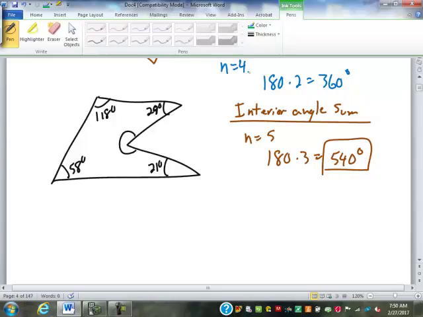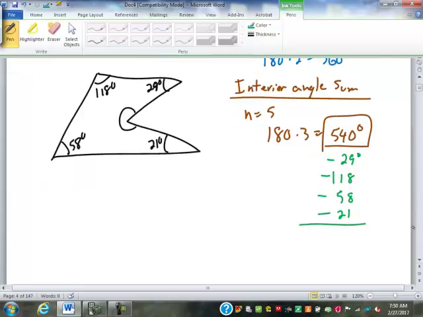So then from that 540, we're going to subtract 29, 118, 58, and 21. And what do we have there? 314 degrees. So that angle is 314 degrees, which makes sense because it's more than 3/4 of a turn, and 3/4 turn would be 270.